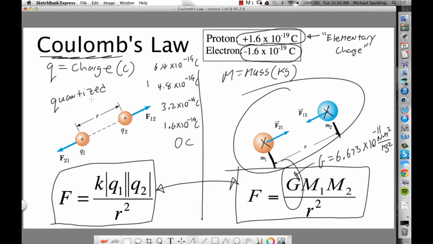Charge is quantized, meaning that it comes in specific quantities. You can't be like, could I have like half of that? I don't want that full. Could I have half that? What's the answer? No. Right?